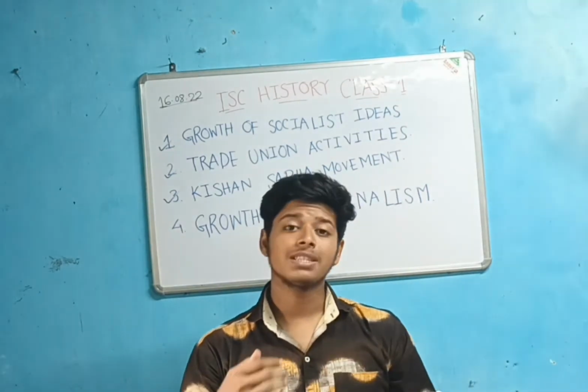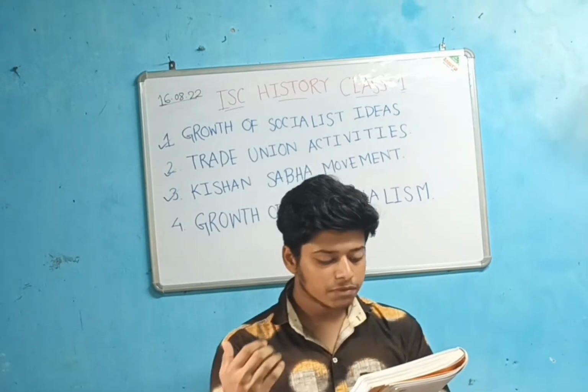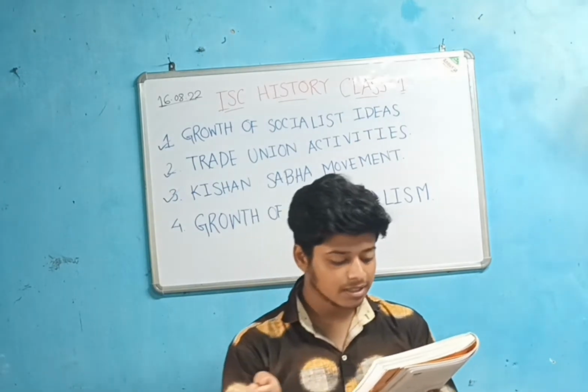In UP, the movement turned violent, where police fired on the peasants, killing a number of them, at the demonstration on the spot.